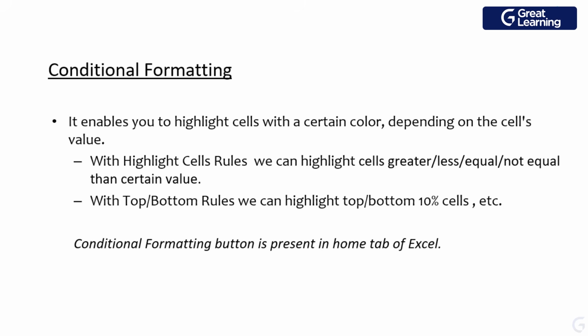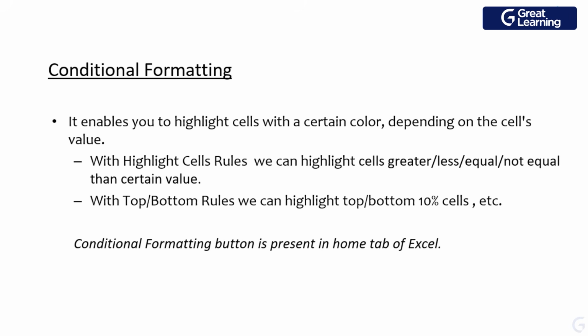Now let's talk about what conditional formatting is. There's a method in Excel called conditional formatting where you can highlight cells with a certain color depending on the cell's value. So basically, if the cell meets the condition, you can highlight it. And if it doesn't meet the condition, you can do something else. In this way, you can set certain rules to highlight cells.